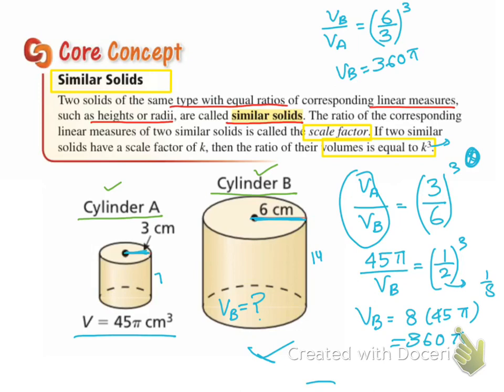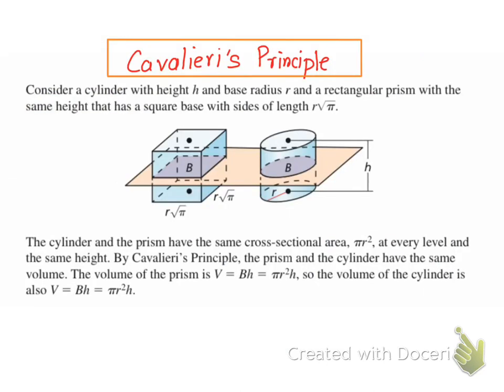Then another thing you have to know is Cavalieri's Principle. It talks about a cylinder with height h and base radius r, and a rectangular prism with the same height and the same square base with side length r root pi. You see that they have the same height h. There is a cylinder with height h.